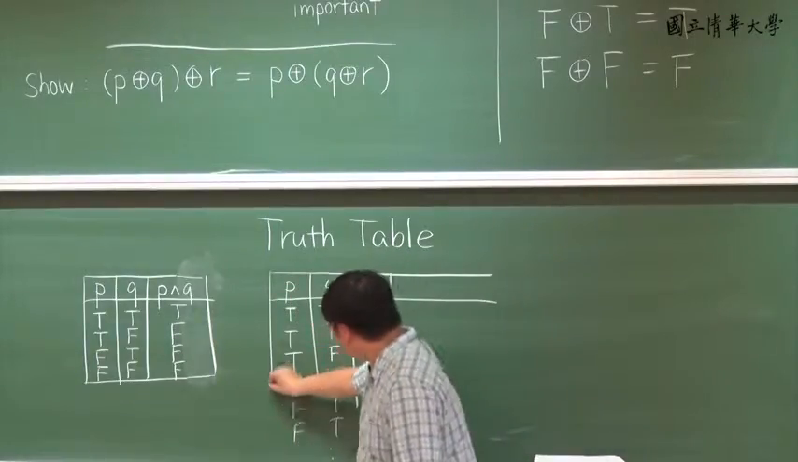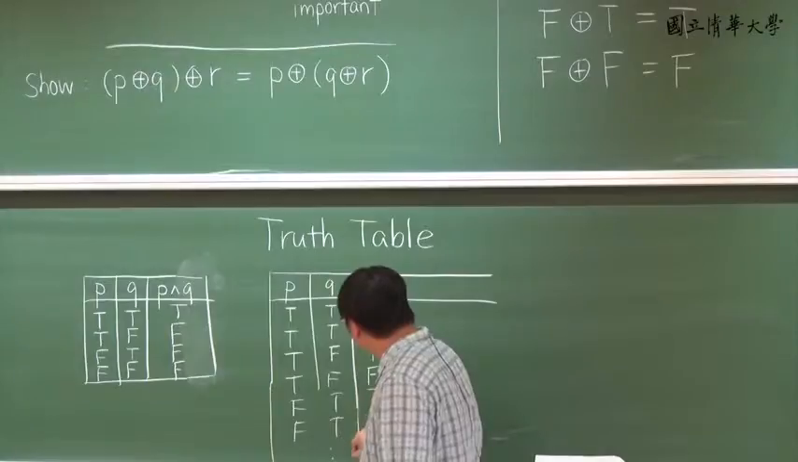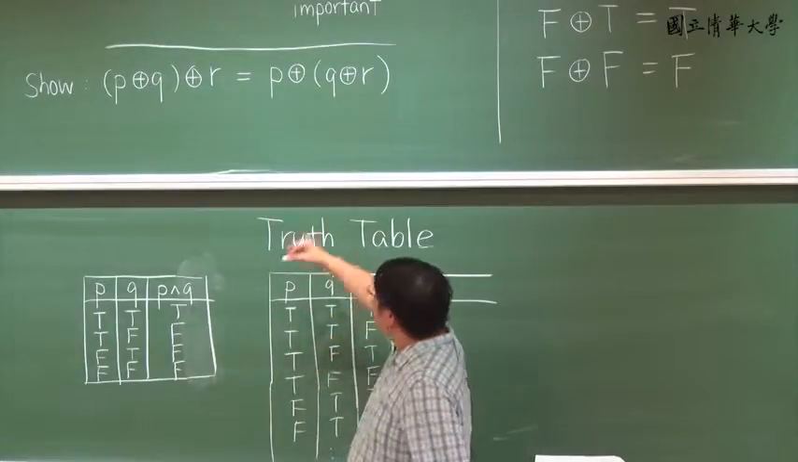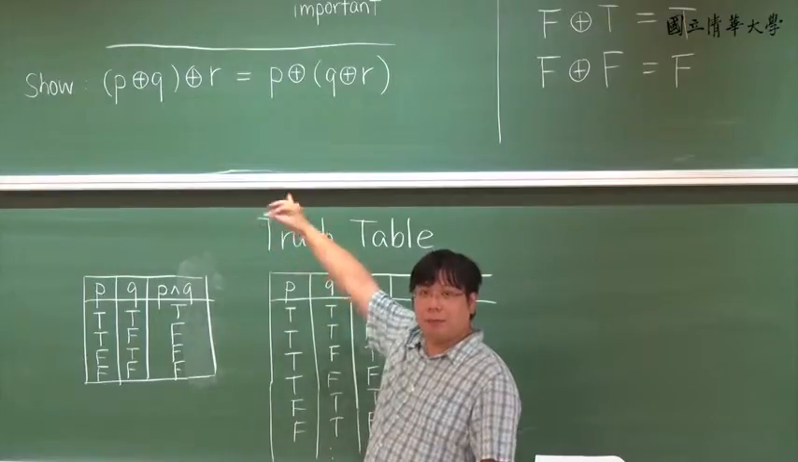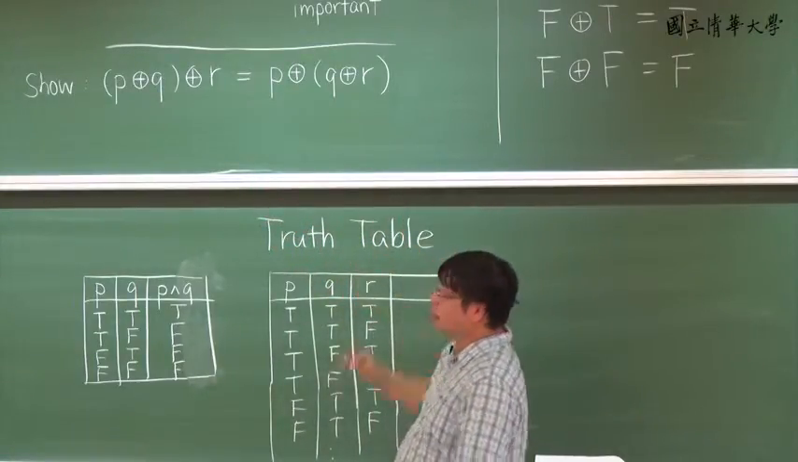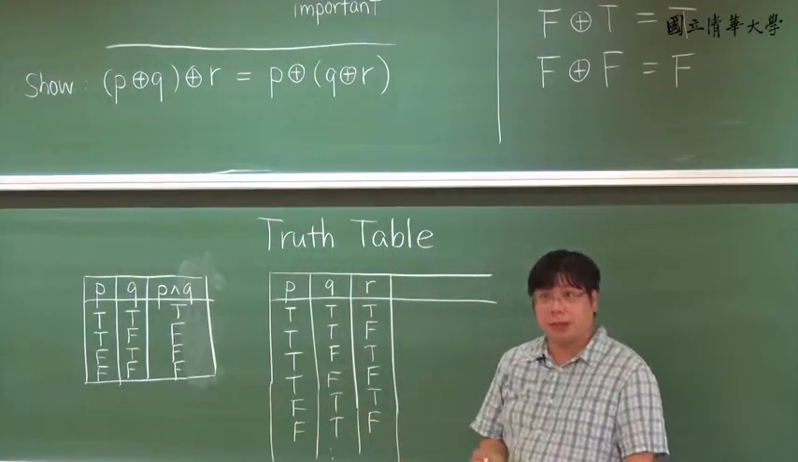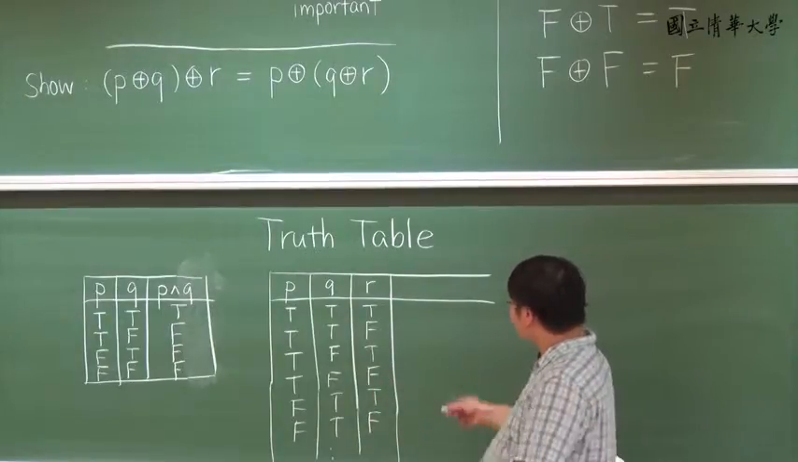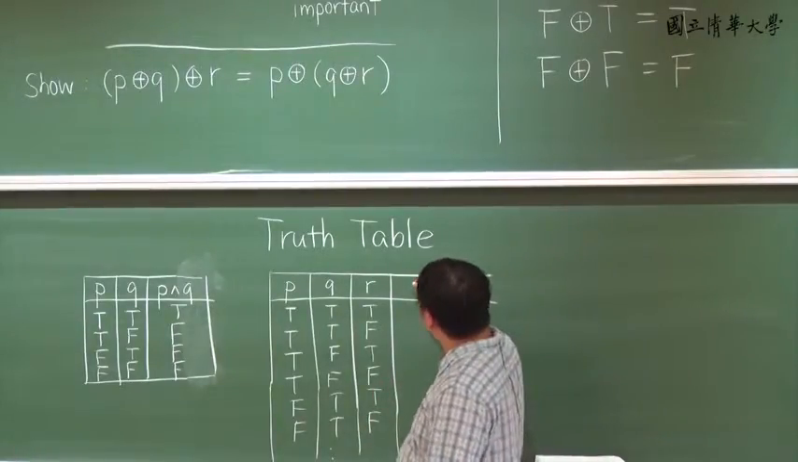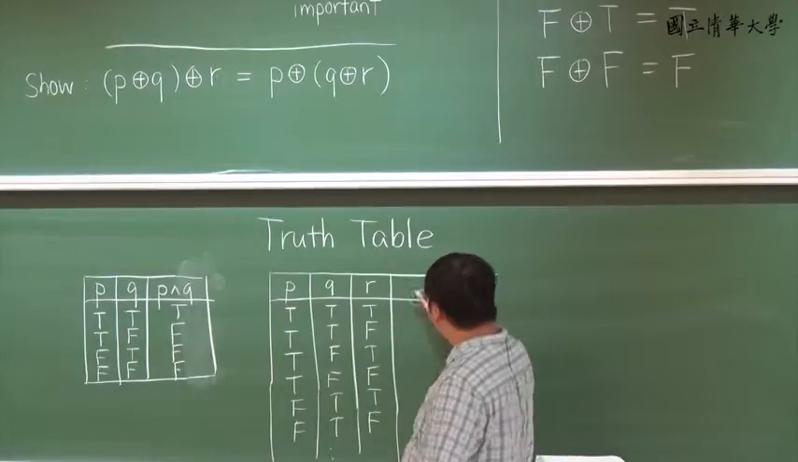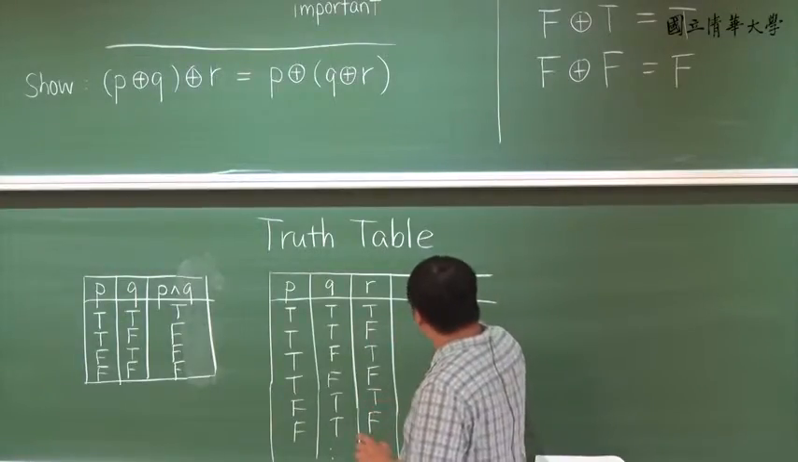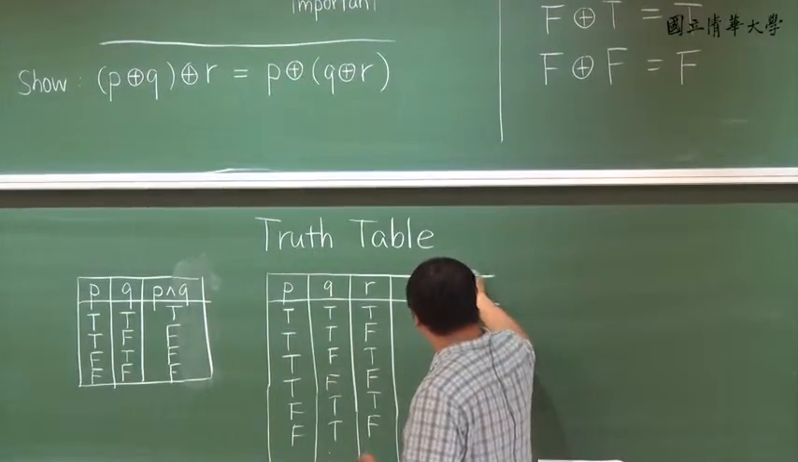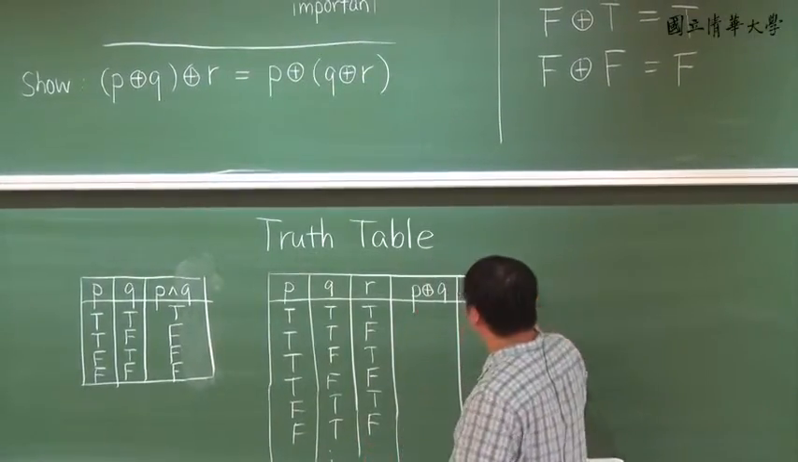And then what should we do? We want to understand, or we want to prove that the proposition on the left-hand side is exactly the same as the proposition on the right-hand side. They agree in every case. So we write down the left-hand side and the right-hand side. But it may be difficult to understand things quickly. So let's do this kind of intermediate things.